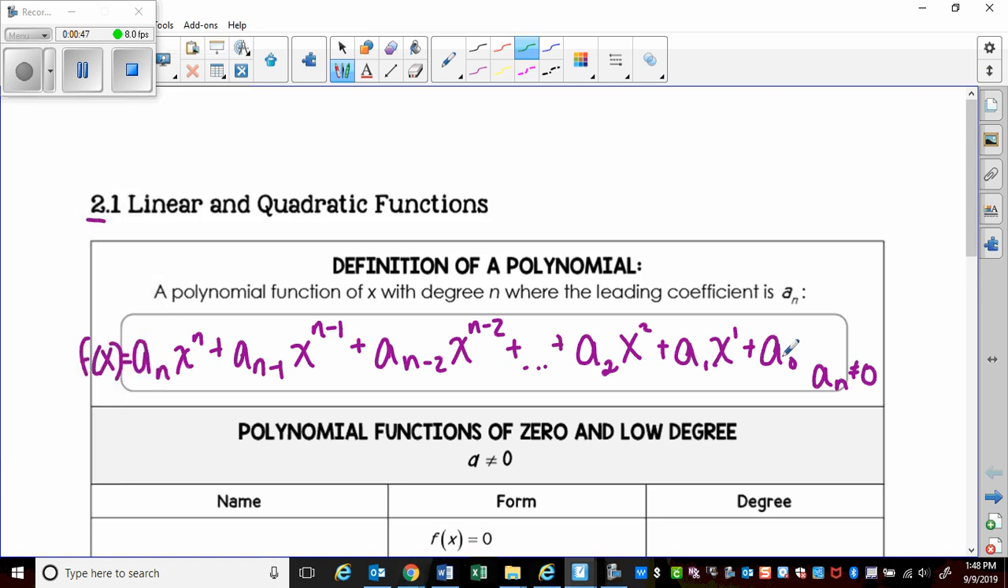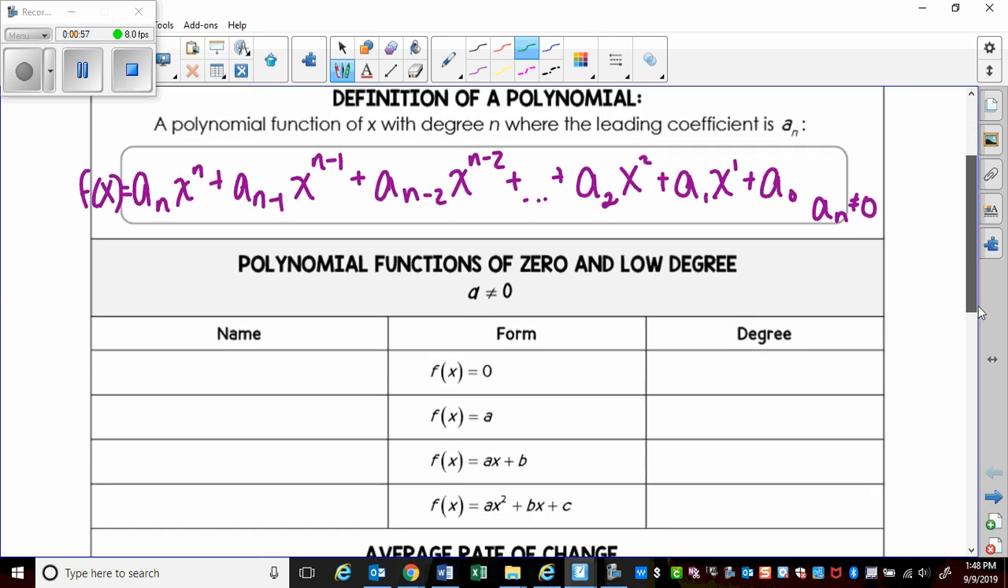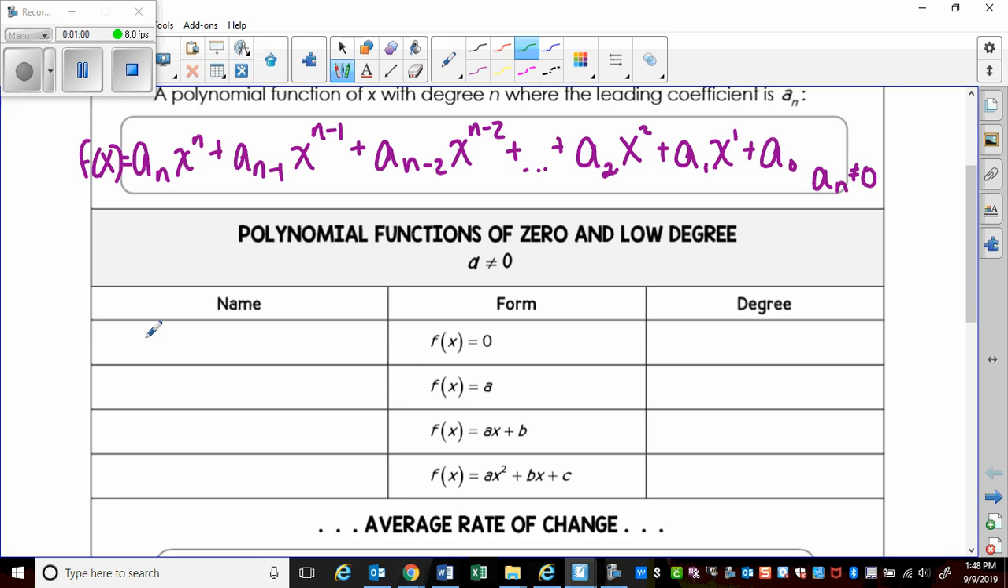It says a polynomial function of 0 and low degrees. So when we have our function equal to 0, the name of it is just the 0 function. It's called 0. And the degree is undefined. It's only defined if we have an x in there, and this one has no x.